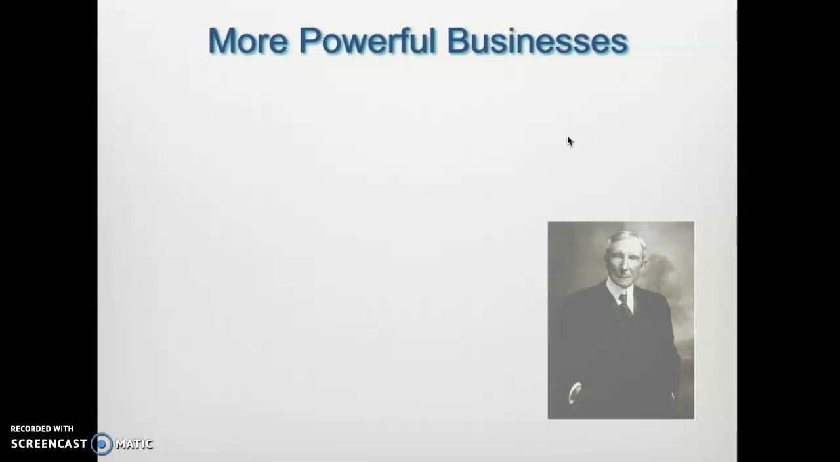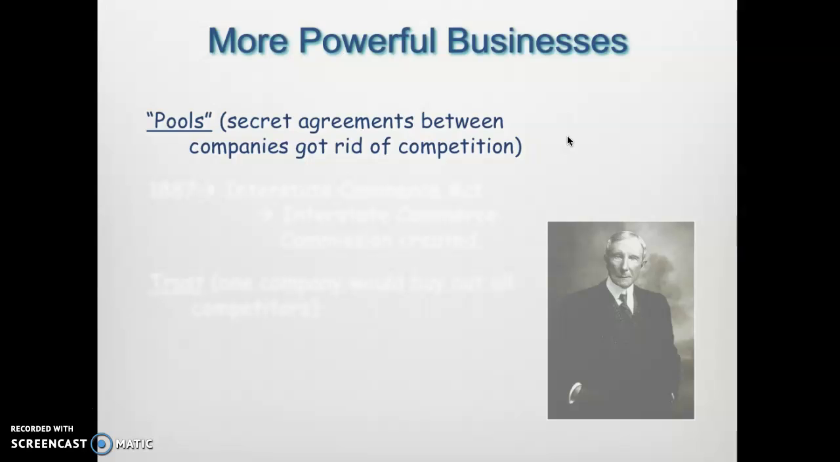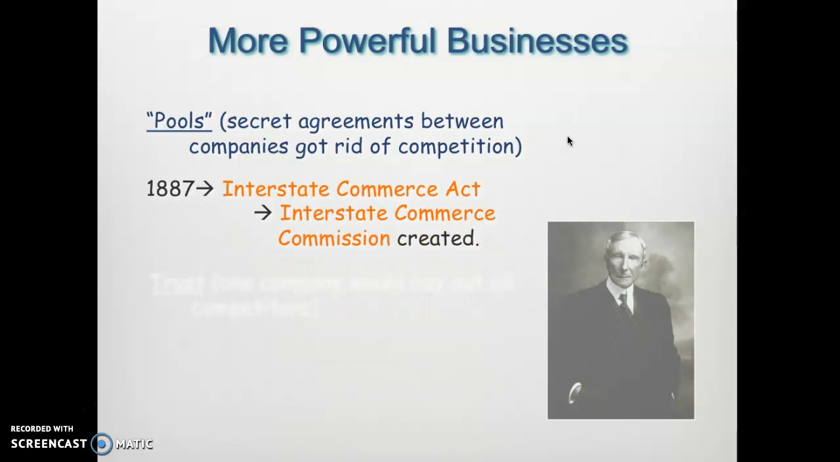Now, this also enabled more powerful businesses to emerge. In the 1800s, the idea of a pool became legally codified. It became a legal term where companies would make secret agreements and they would try to basically fix prices and get rid of their competitors. This led to, in 1887, the government passing the Interstate Commerce Act and creating the Interstate Commerce Commission to regulate these huge companies and these agreements that are now crossing state boundaries.